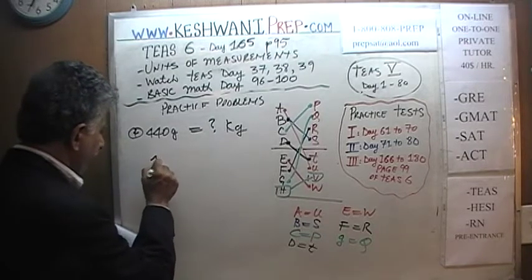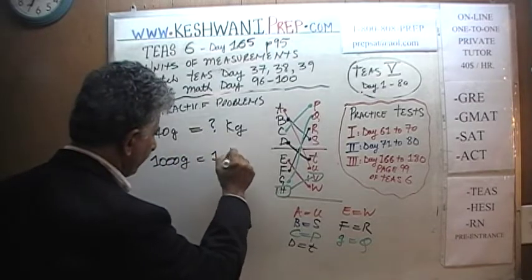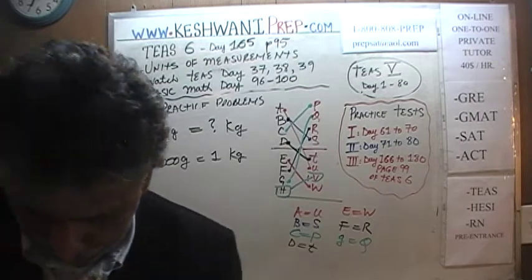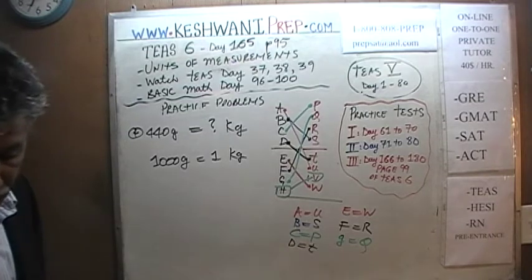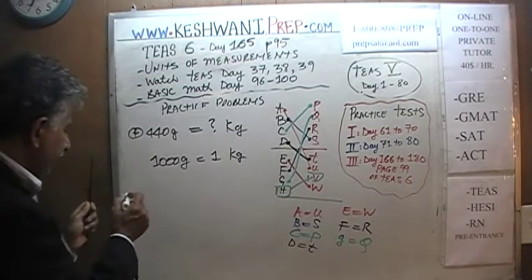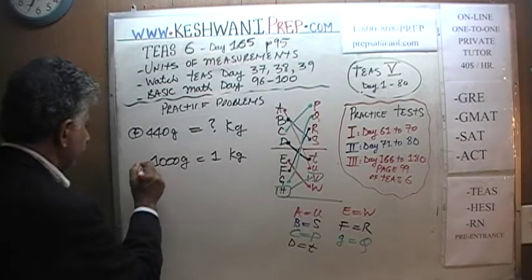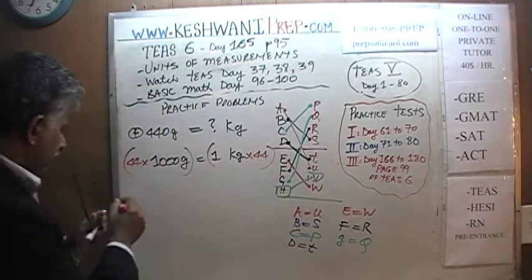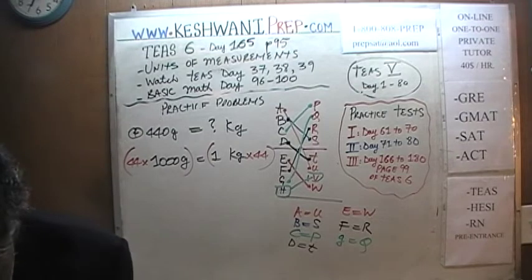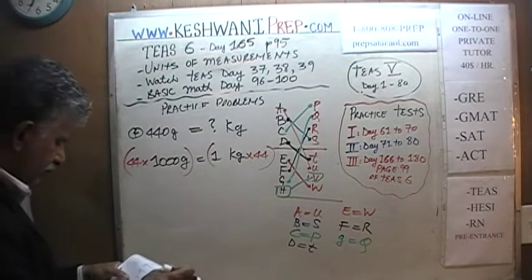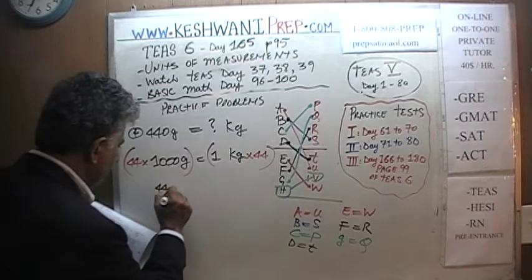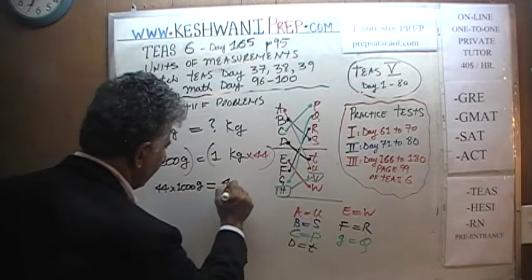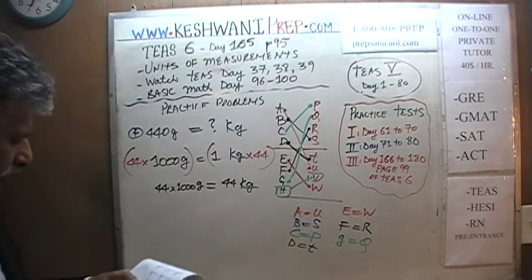Well, we know that 1,000 grams make 1 kilogram. Okay, stay with me. 1,000 grams make 1 kilogram. Well, we're not interested in 1,000. We have to get 440. So to get 440, let's multiply both sides by 44. And if you multiply both sides by 44, what we end up saying is that 44,000 grams, and don't write 44,000 grams as 44 times 44,000, write it as 44 times 1,000 grams equals 44 kilos. Stay with me in the story, okay?